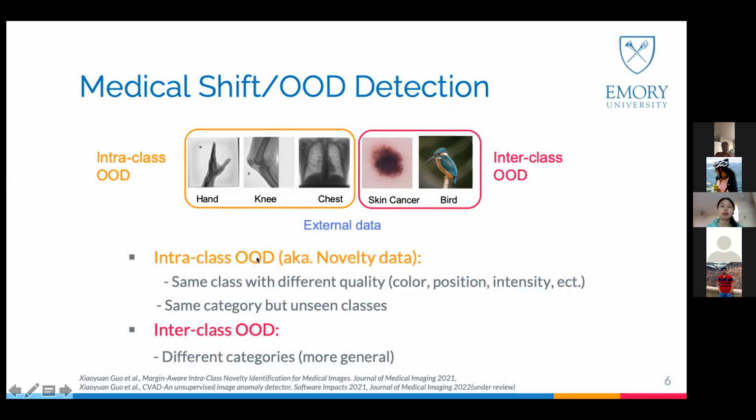For intra-class OOD data, the OOD data is also known as the novelty data. Those can be data from the same class, for example this hand data from the same hand class, but with different quality issues, or they are from the same category, like those knee images and chest X-ray images. They are just from the same X-ray body parts, but they are not seen in the internal sources. So they are also intra-class OOD data. Data from very different categories are called inter-class OOD data.